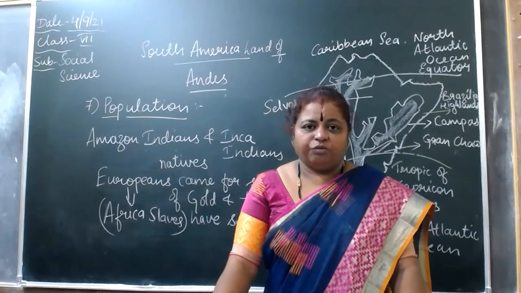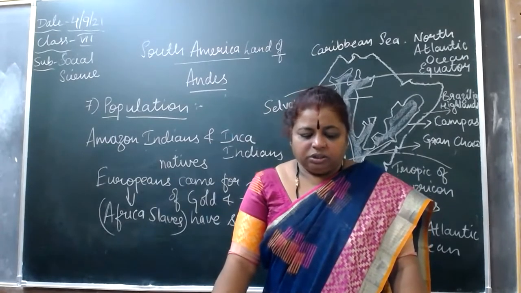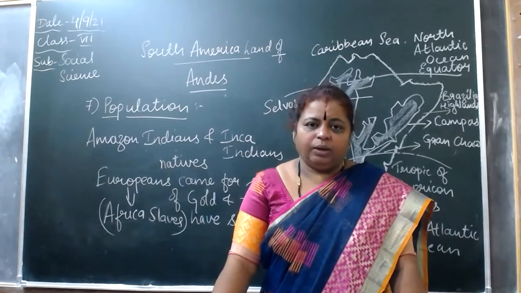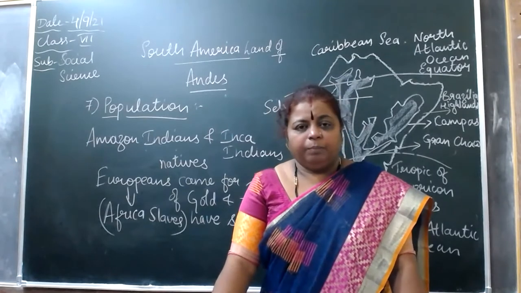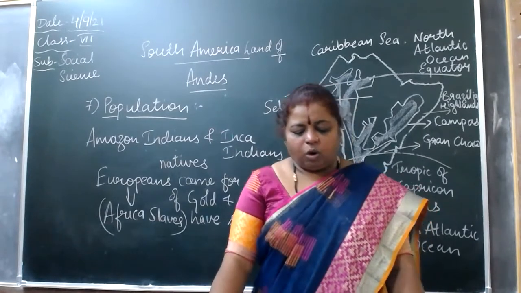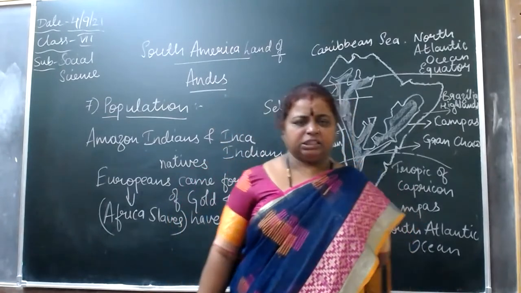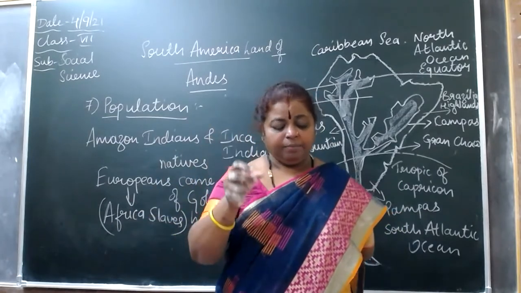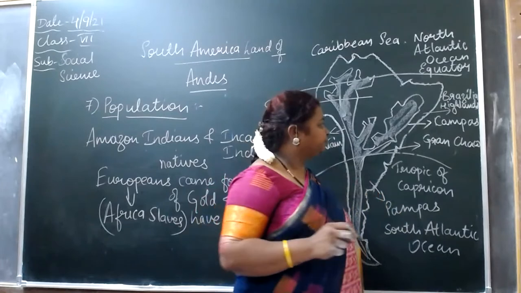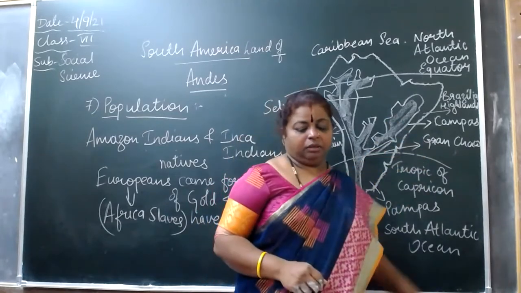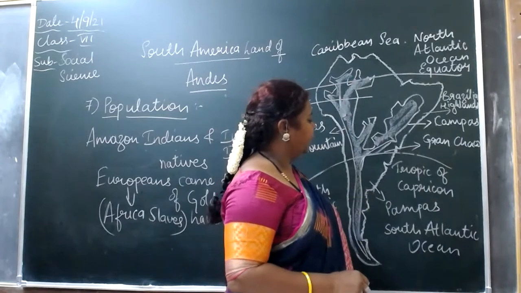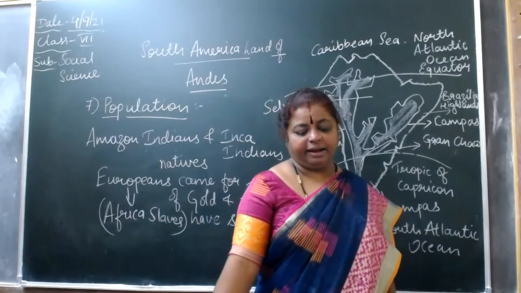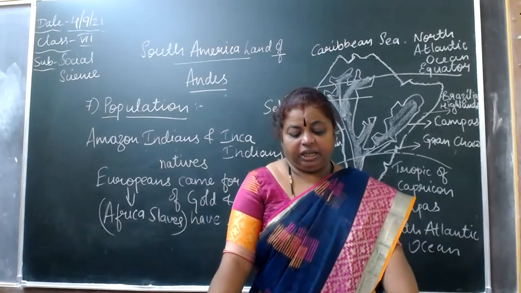The dense forest of Amazon, the Andean mountains, and the deserts of Atacama and Patagonia are very sparsely inhabited, since people settle more where water and fertile land are available. The Gran Chaco and the Guiana Highlands are also sparsely populated areas.